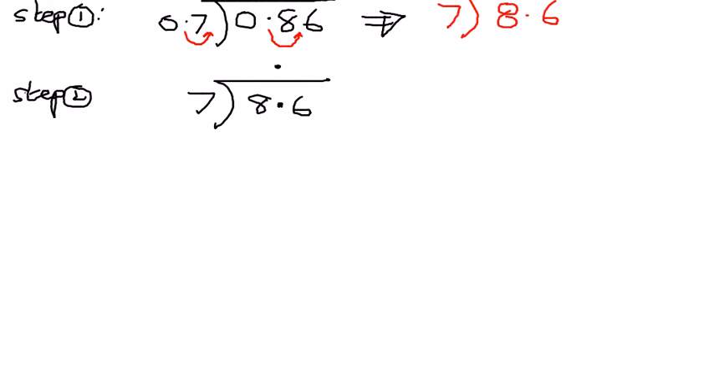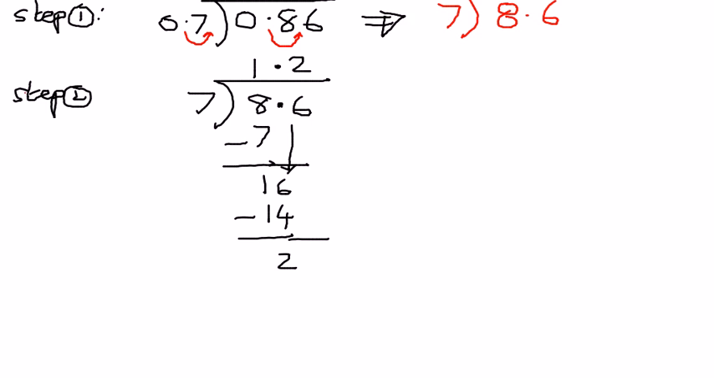So the way we do that is as follows. 7 times what number is equal to or less than 8? 7 times 1 is 7. We subtract. 8 minus 7 is 1, and then we carry the 6 here, and then we are now ready to do the next step. 7 times what number is equal to or less than 16? 7 times 2 is 14. We subtract. 16 minus 14 is 2.